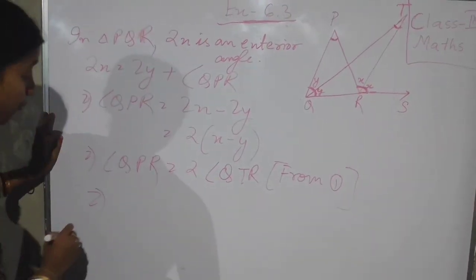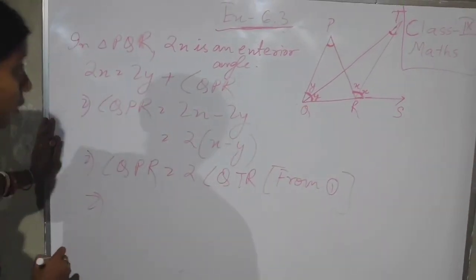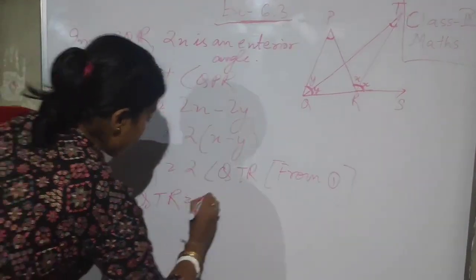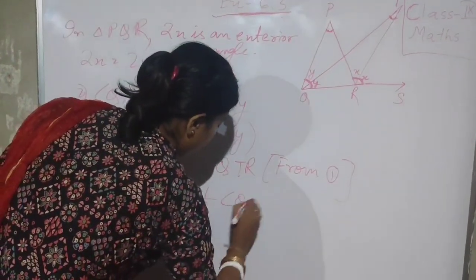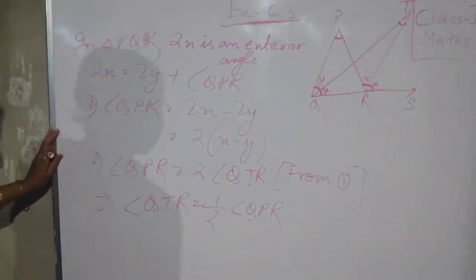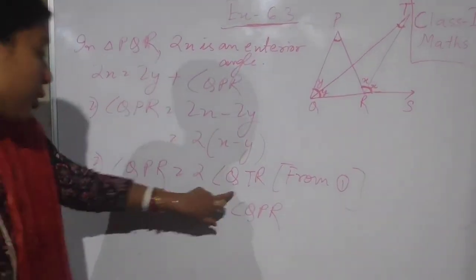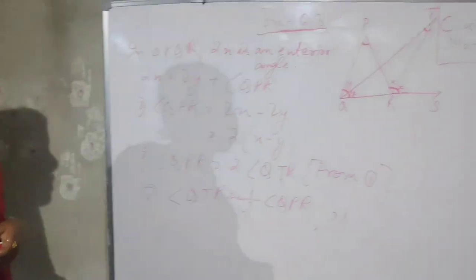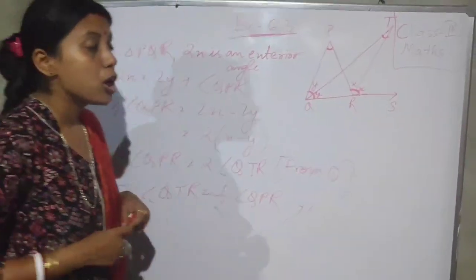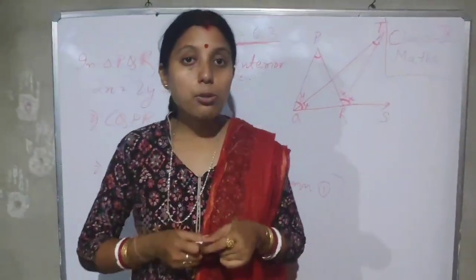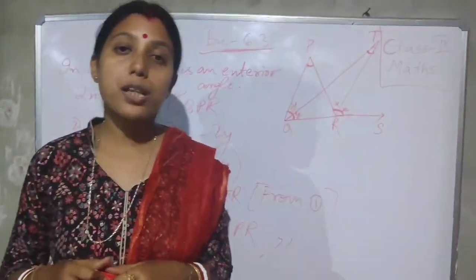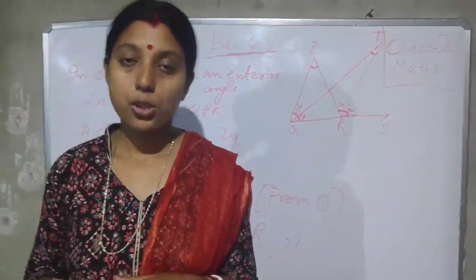So what have we got? Angle QTR is equal to half of angle QPR. By dividing, angle QTR is equal to half of angle QPR. So we have proved it. This is a very easy method I have shown you. So we have solved all the questions of exercise 6.3 also. So our chapter 6 is over. Thank you all of you.